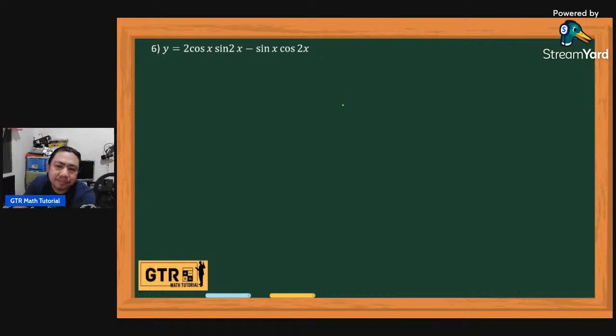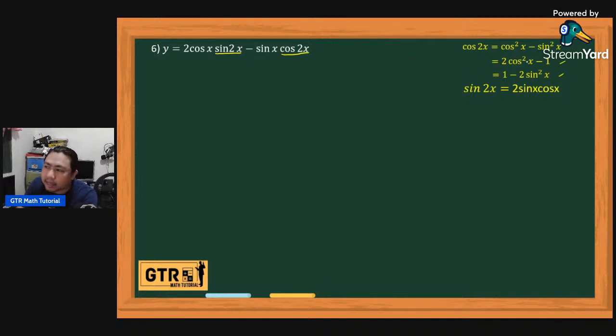Number 6. So number 6, medyo mahaba to. Y equals 2 cosine x sine 2x minus sine x cosine 2x. So we can use identity to solve this. So we have identity for sine 2x and cosine 2x. The identity for cosine 2x, we have 3 options: cosine squared x minus sine squared x, or these two. But the common na ginagamit is cosine squared x minus sine squared x. So itong una. Then for sine 2x, the identity for that is 2 times sine x cosine x.